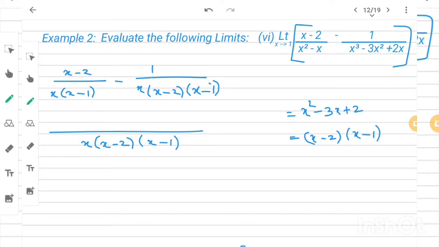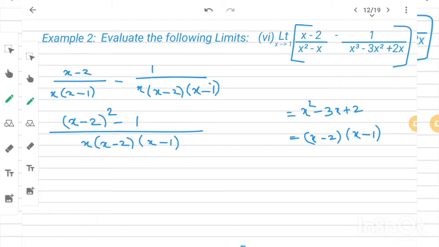And then what will happen to the first term? Here I am having x of x minus 1, and the denominator is x of x minus 2 of x minus 1. So x minus 2 is multiplied with this to get the LCM. The same thing I have to multiply to the numerator. Already I am having x minus 2. So x minus 2 the whole square minus, here the numerator, and the LCM is the same. So we are going to write as it is.